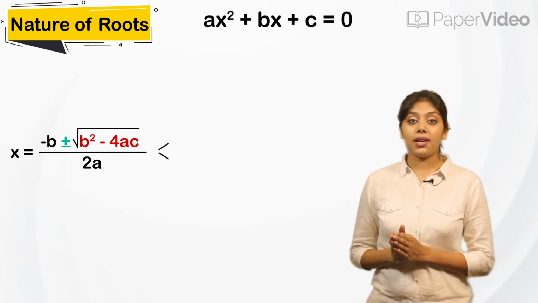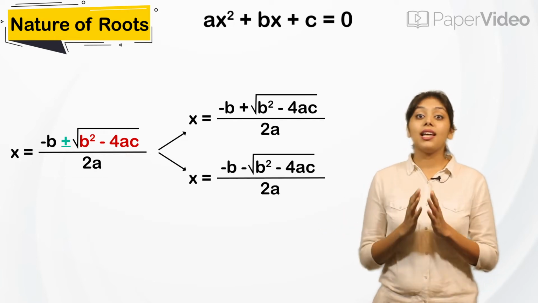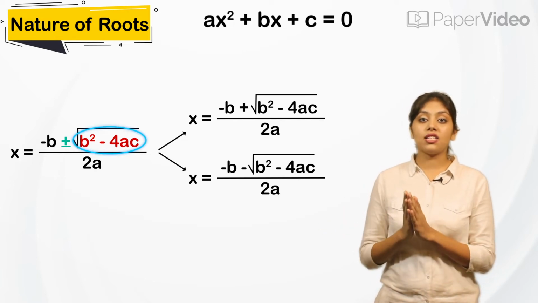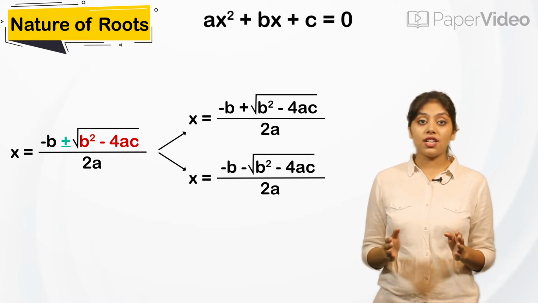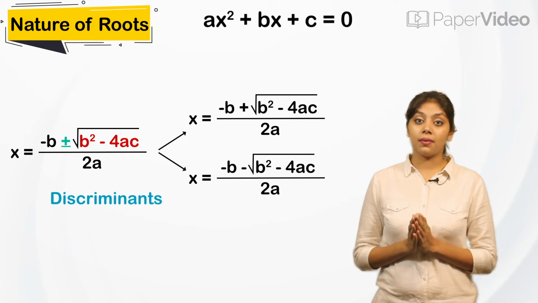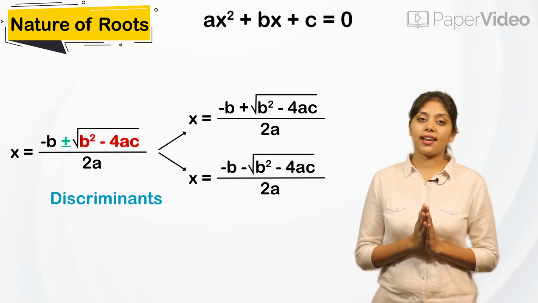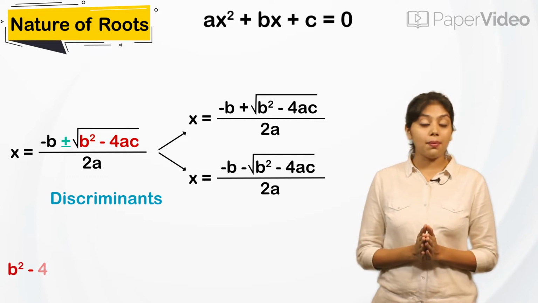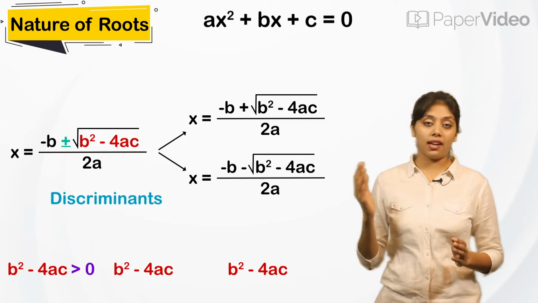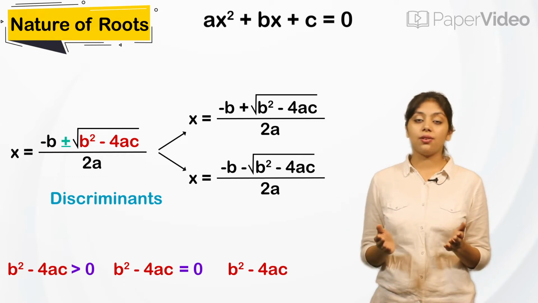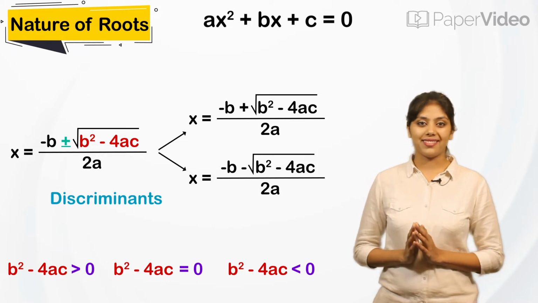Using the quadratic formula, the value of x will be this and this. The expression of b square minus 4ac plays a very important role. This expression is known as discriminant. The value of discriminant defines the nature of roots of a quadratic equation. There are three possibilities for the value of the discriminant. It can either be greater than 0, equal to 0 or less than 0. Let's study each case one by one.